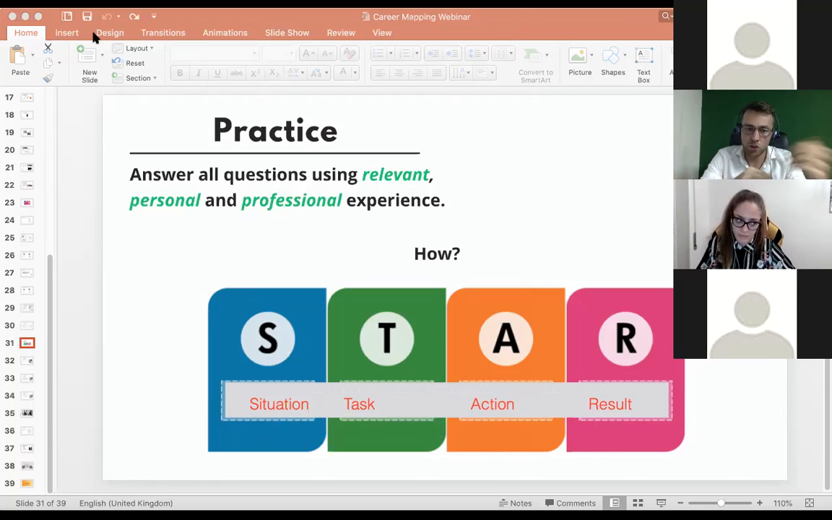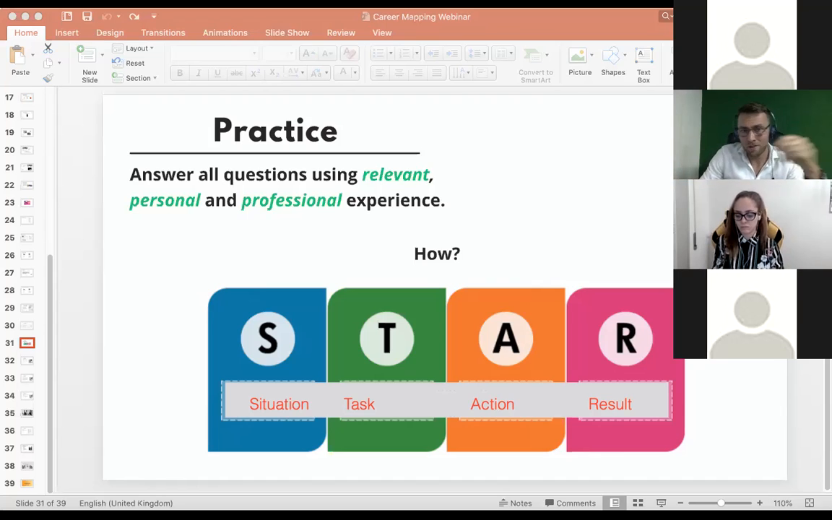Okay, so you start with a situation, a moment, a project, a time when you were working for a specific company. You explain the task, what was your responsibility, or what was the objective, the action that you took. So what did you do? Did you manage a team? Did you manage a budget? And what was the result you achieved? Did you finish a project ahead of schedule? Did you finish under budget? Did you win an award?